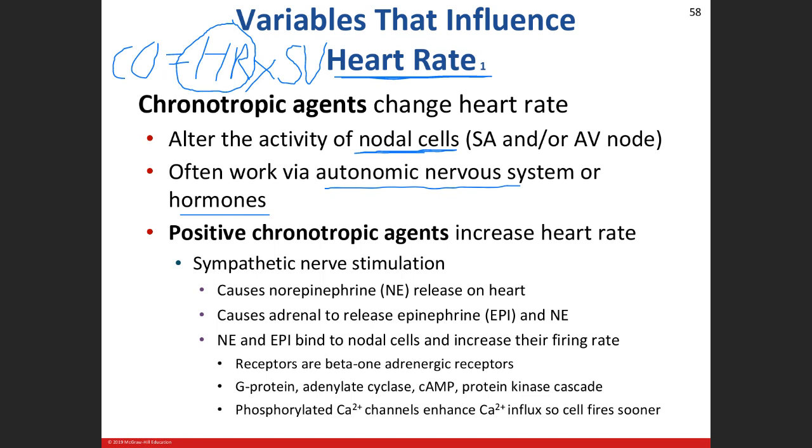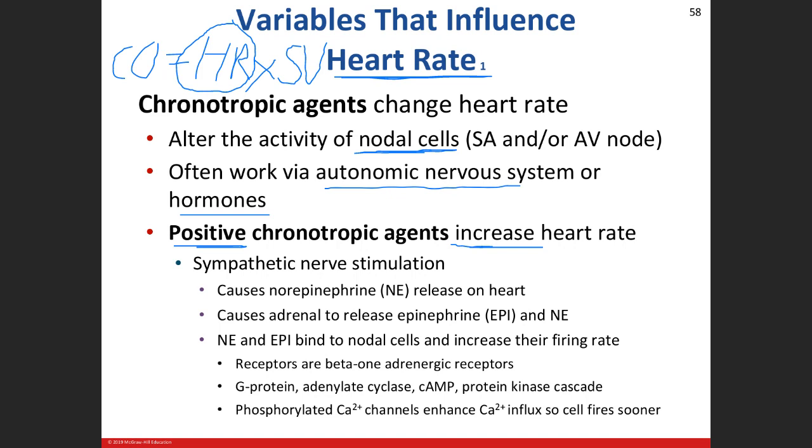So let's talk about the first category, positive. That means we're going to increase our heart rate. Out of the autonomic nervous system, only one division increases the heart rate. And we know that from last semester, or excuse me, I keep saying that, from 210. We learned that when you increase sympathetic stimulation, you're going to increase the heart rate. We learned that, but we didn't know why. Why does it do that?